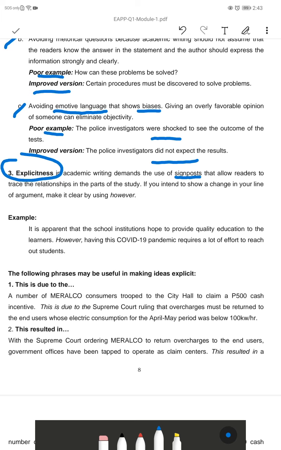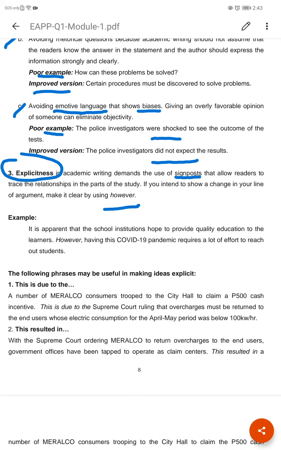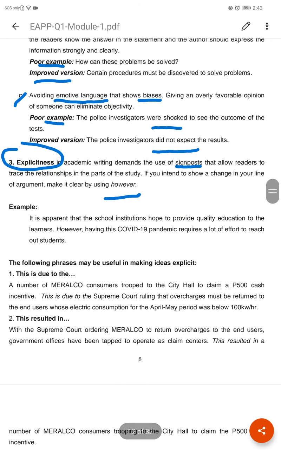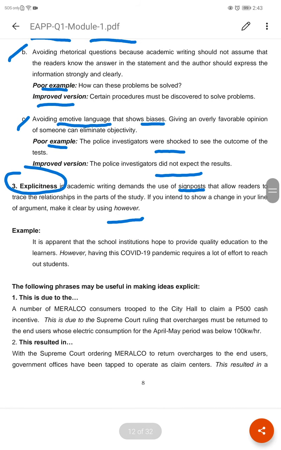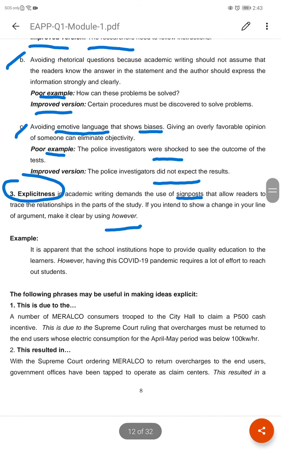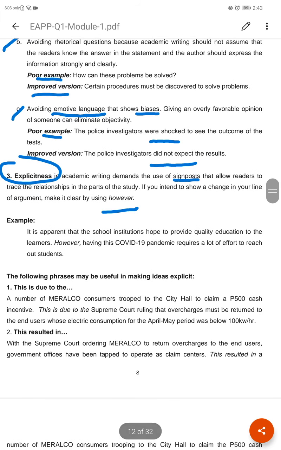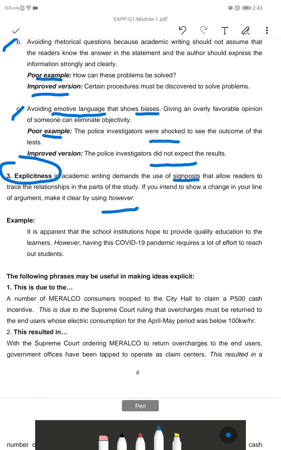Okay? If you intend to show a change in your line of argument, make it clear using however. Meaning, guys, when you write something, you should use signposts or simply words which are clues to your readers to better understand your text. And if ever you would need to change your topic, you should use clue words as well, signpost. For example, however, look at this. In this sample text, it is said here, it is apparent that the school institutions hope to provide quality education to the learners.